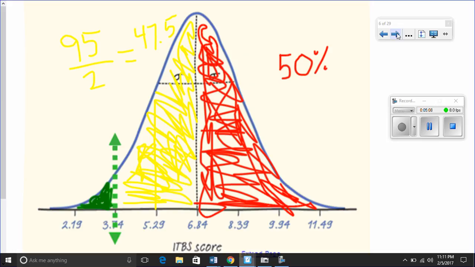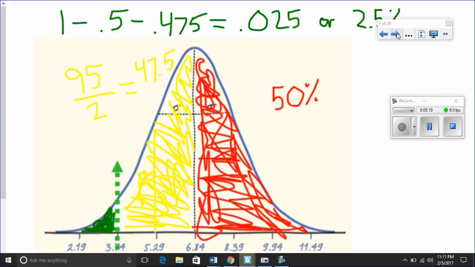So if I'm going to try and find the green, what I'm looking for, the whole curve is 100%. So I would need to subtract these from 1. So 1 minus 0.5 minus 0.475 would give me 0.025. So the green area is 2.5%. Therefore, 2.5% of 7th graders fall below 3.74.